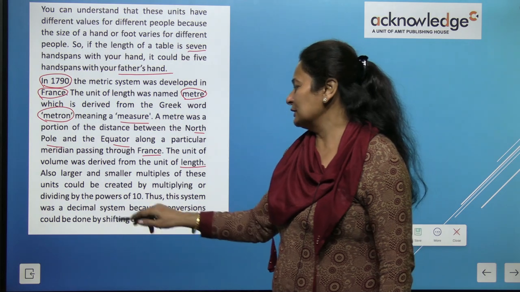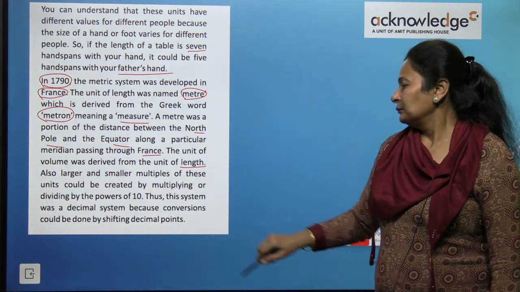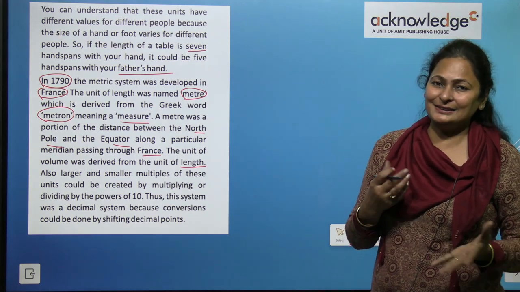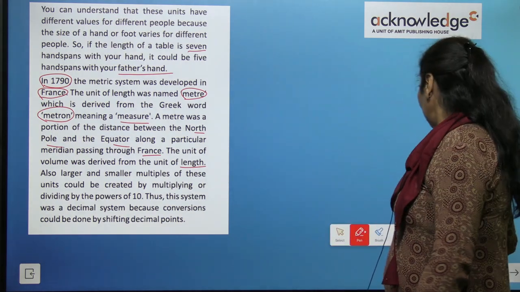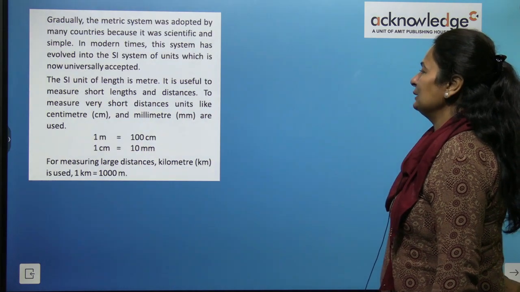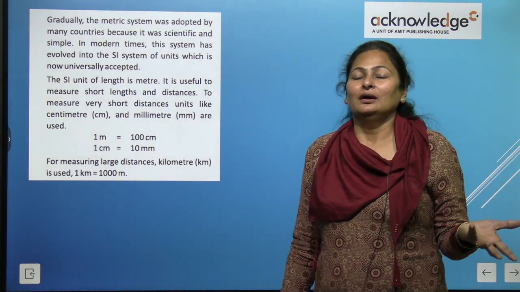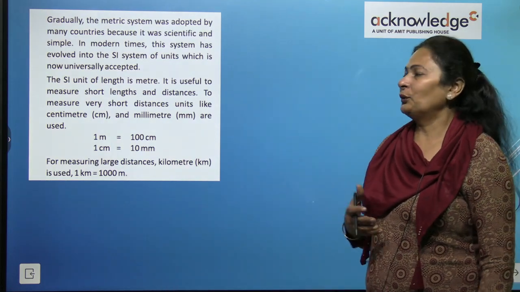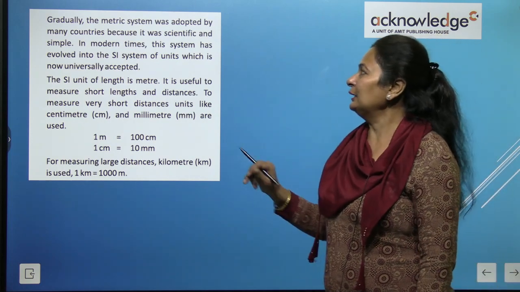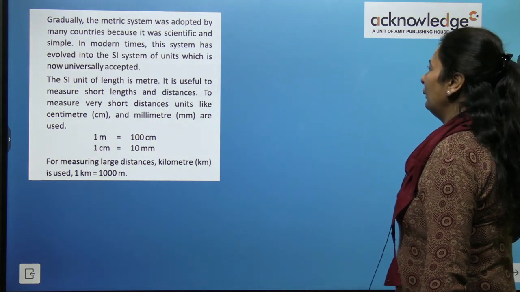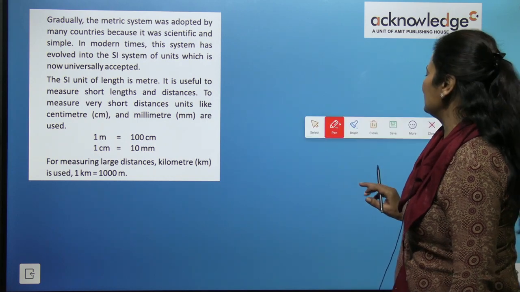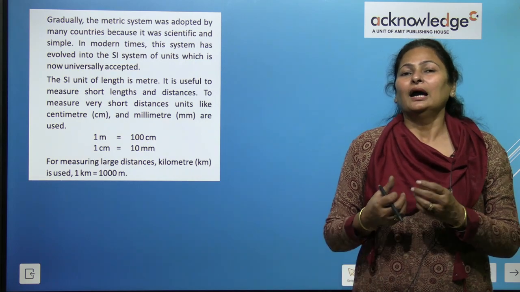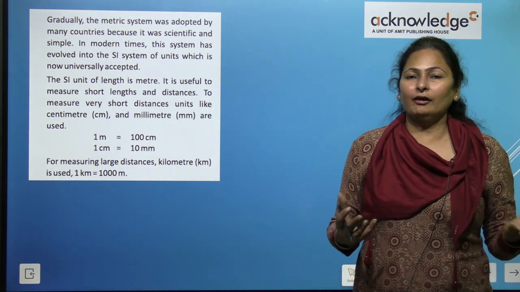Thus, this system was a decimal system because conversions could be done by shifting the decimal point. So conversion is also easy from meter to centimeter, centimeter to meter, from meter to kilometers, and from kilometers to centimeters or meters, right? So, you can change it. Gradually, the metric system was adopted by the countries because it was scientific and simple. It was so simple and being followed everywhere.